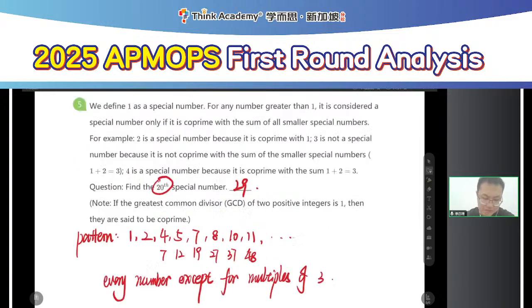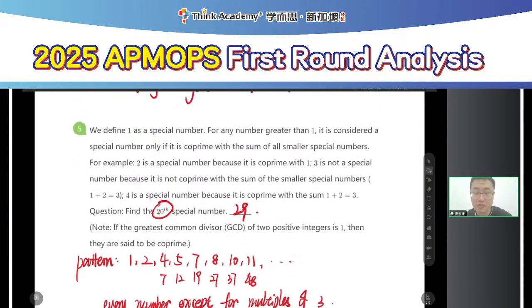So this question, should it be easy or normal? It's just about your bravery. If you're brave enough to find a pattern and guess, yeah, you can find out the answer, but then how to prove it? The problem is how to prove it. It's not that easy to prove, by the way.